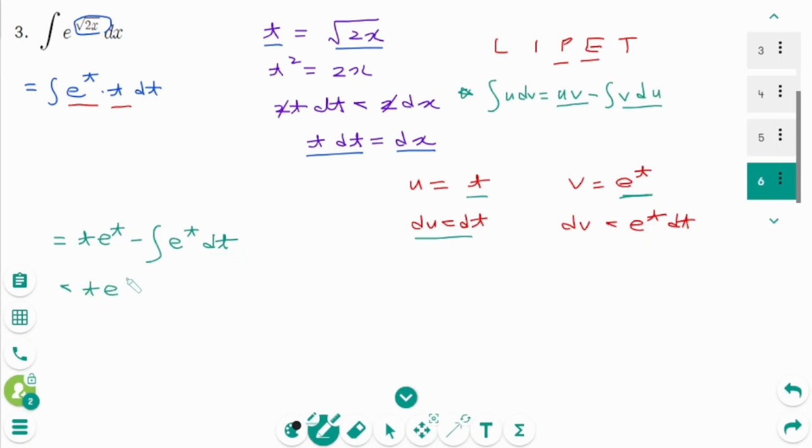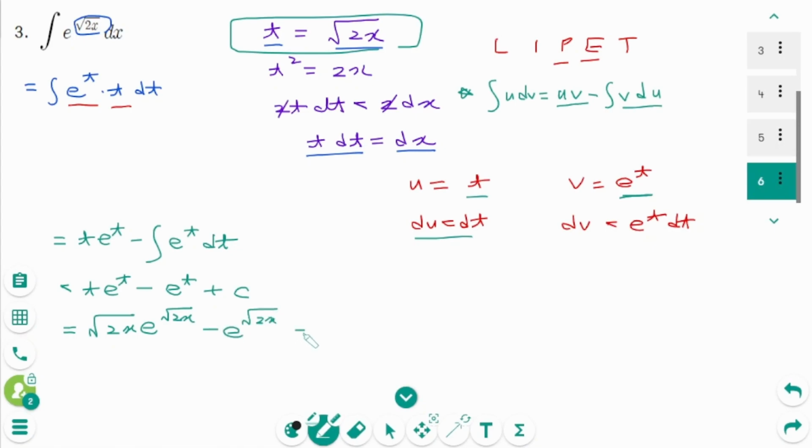t times e to the power of t minus e to the power of t plus c. But t was square root of 2x, then back to the original: square root of 2x e to the power of square root of 2x minus e to the power of square root of 2x, then plus c.